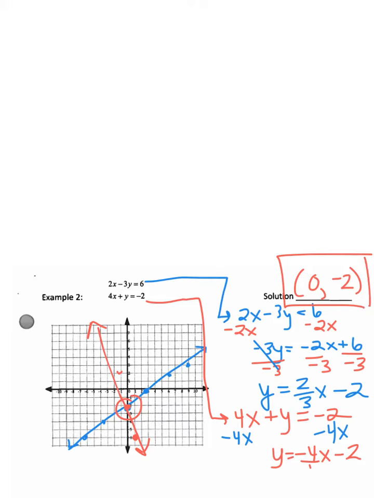Solutions to a system should always be written as a point. So it's always going to be a coordinate x comma y.